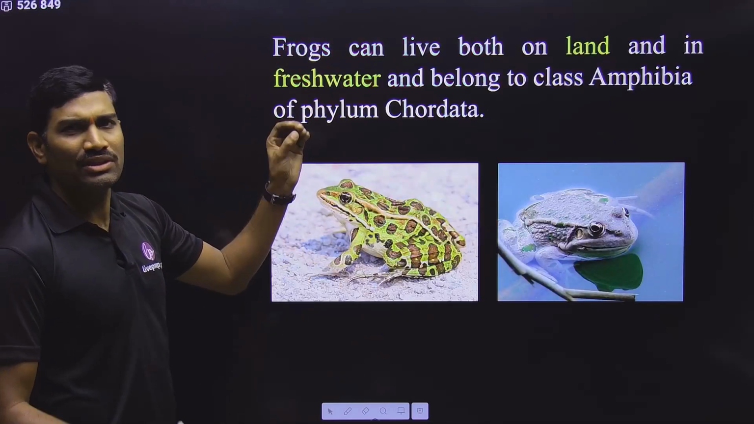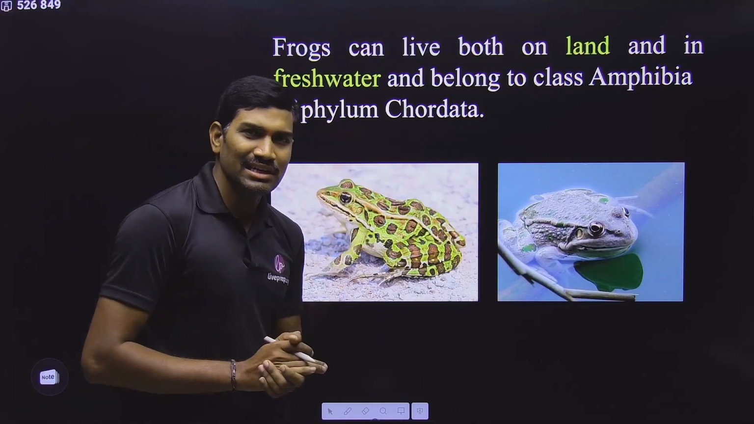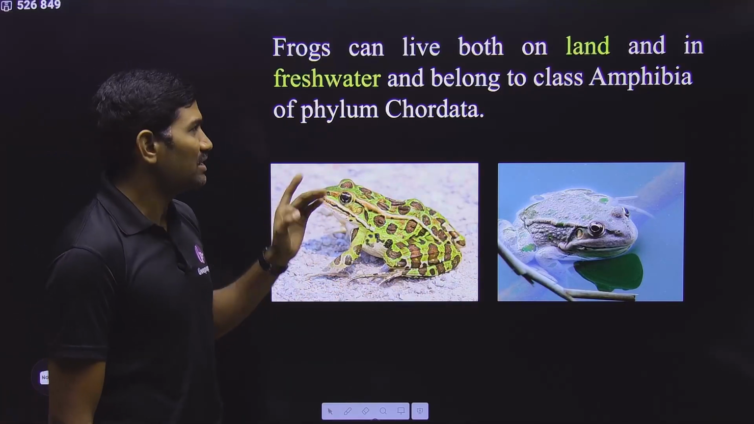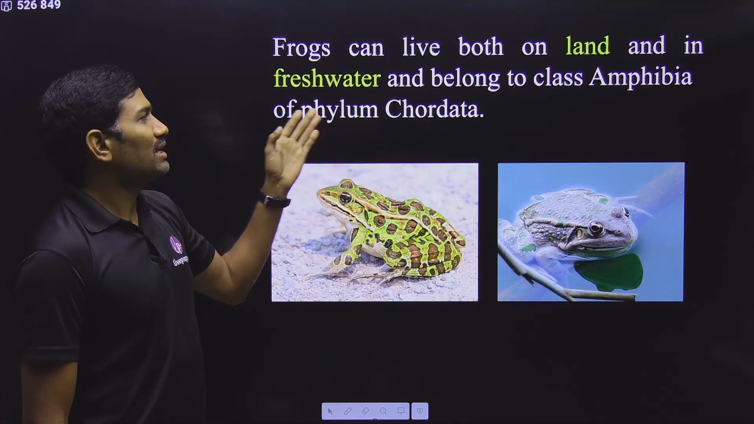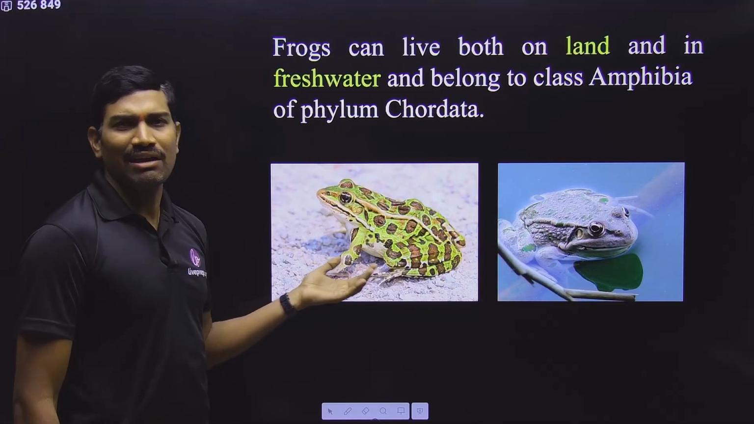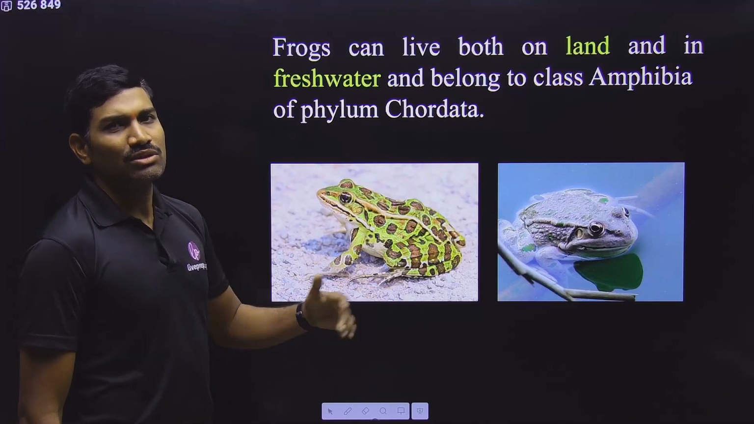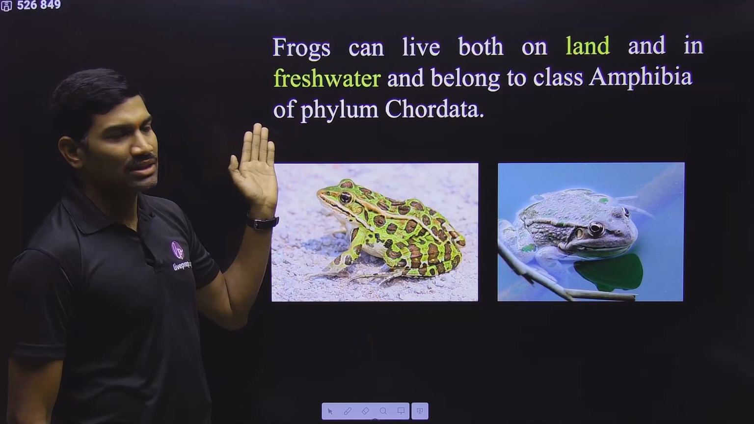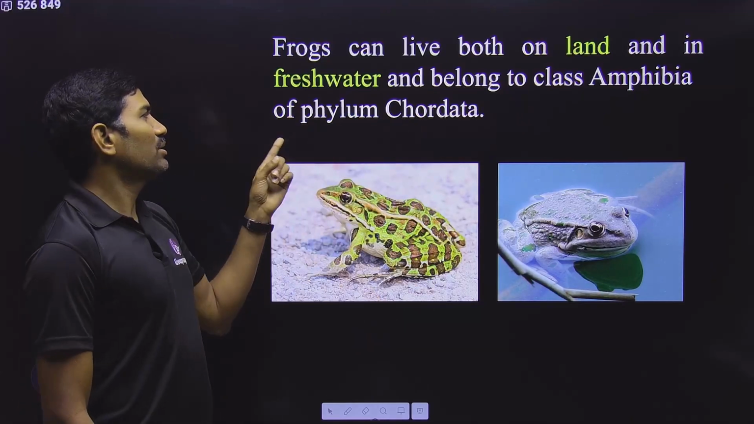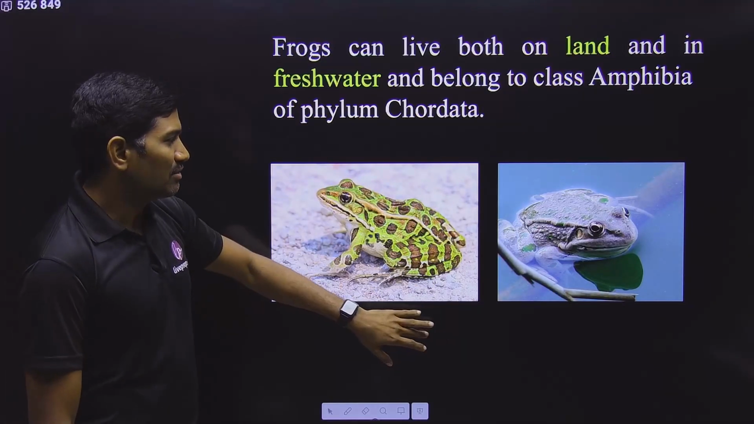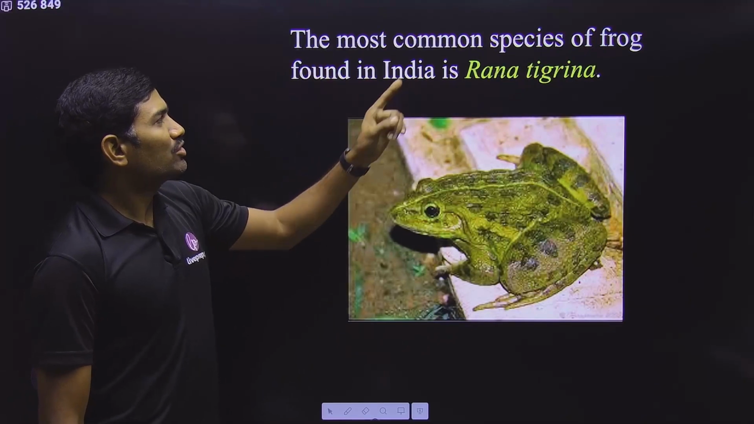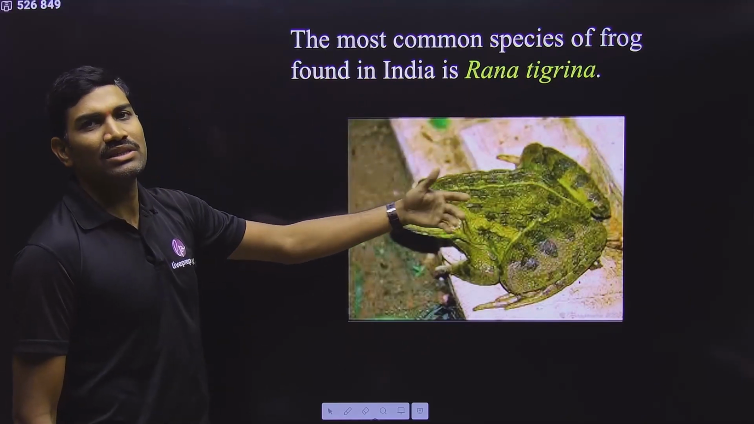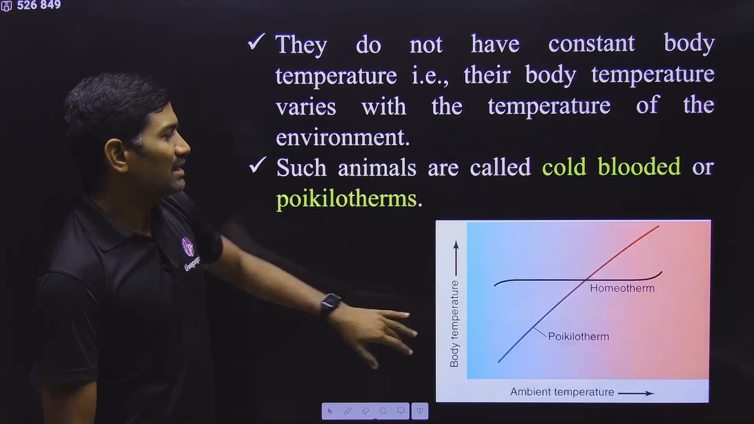And here they have given NCERT content. Quickly I will read the content also, and wherever the explanation is needed, there I will give you the explanation. Frogs can live both on land and also in the fresh water. So they are amphibians, right? And they belong to the class Amphibia of phylum Chordata. Just now we have completed that point. Next one: the most common species of the frog that is found in India is Rana tigrina. That's why we are generally talking about Rana tigrina here.